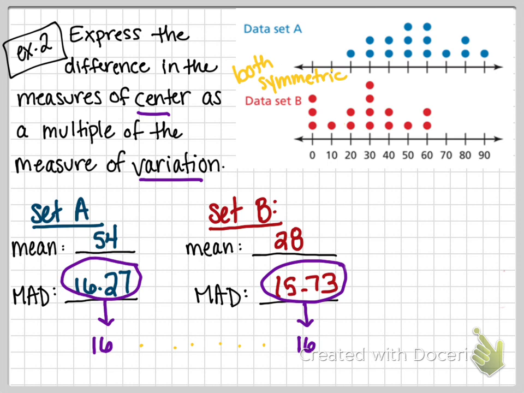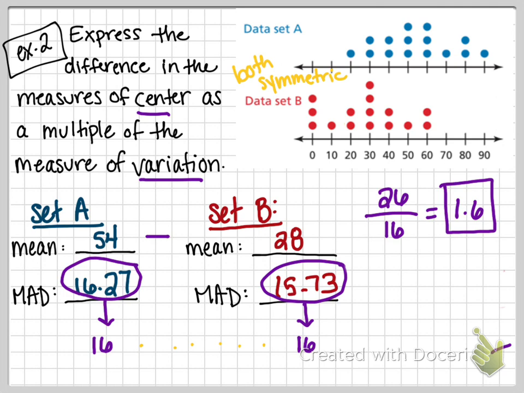So the last step is we subtract the means. 54 minus 28 is 26. And we divide by the measure of variation. And our measure of variation for both of these was about 16. So when we do that division, we get that this is approximately 1.6. And that is your answer. That is your expression of the measure of center as a multiple.